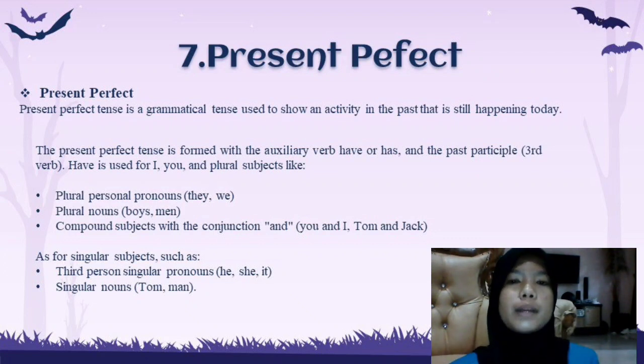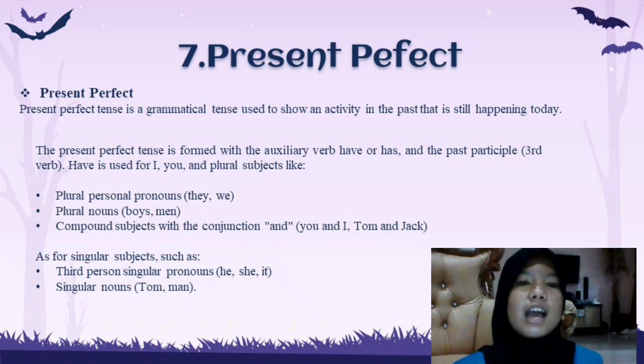I want to explain about the present perfect tense. The present perfect tense is a grammatical tense used to show an activity in the past that is still happening today. The present perfect tense is formed with the auxiliary verb have or has and the past participle, verb 3.